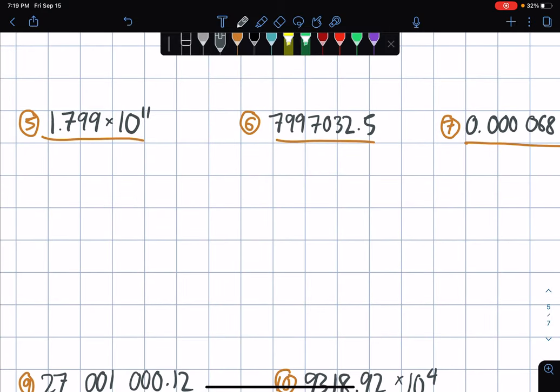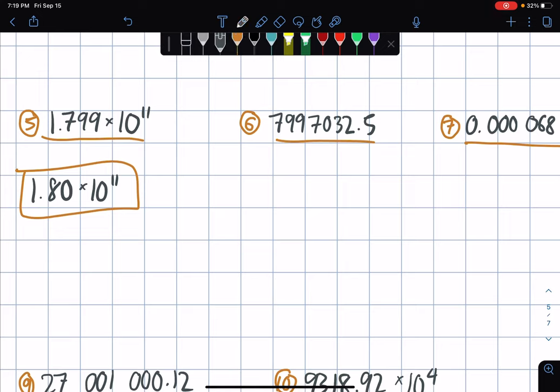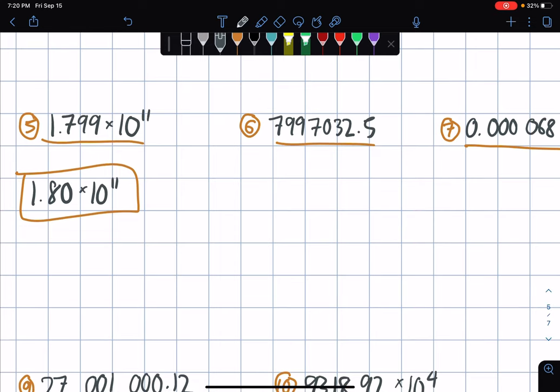Alright, number 5. 1.799 times 10 to the negative power, which rounds to 1.80 times 10 to the same power. Number 5 is okay. Let me double check though, just to be safe. I bet you already know how to convert whatever number you have into 2 or 3 or up to 9 significant figures using your scientific calculator. According to the calculator, this is correct.